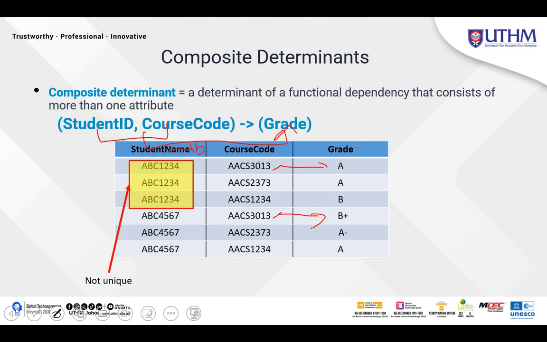How do you determine that? I mean, how do you identify who got A and who got B plus? In order to determine that, we need another joint determinant, which is student ID in this case, joined together with course code to determine the grade of the subject. I hope you guys can understand the meaning of composite determinants.